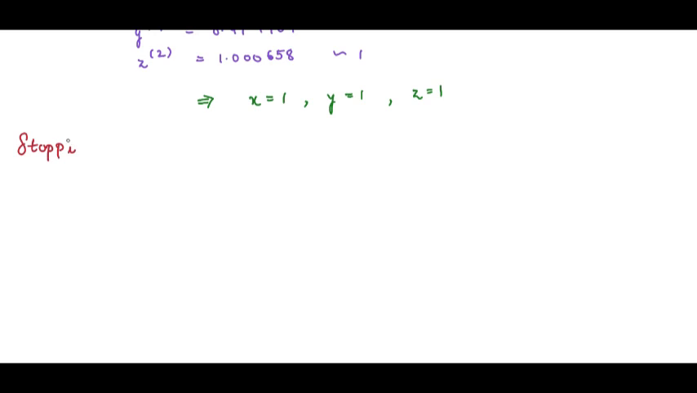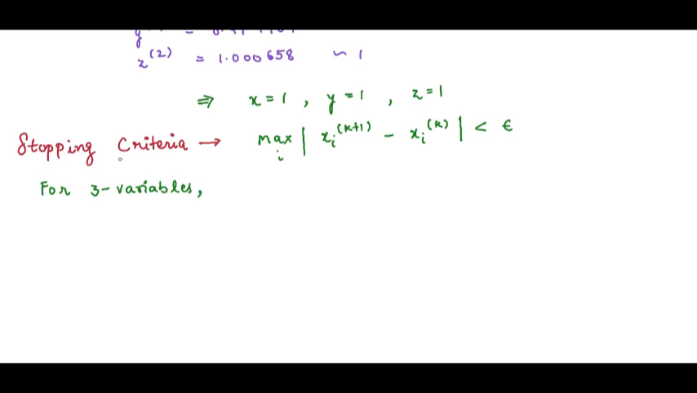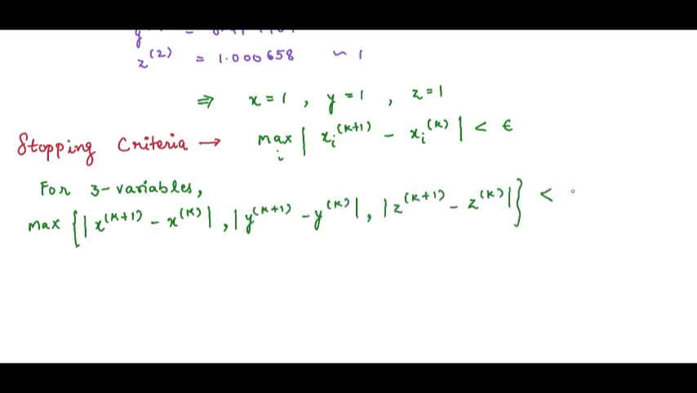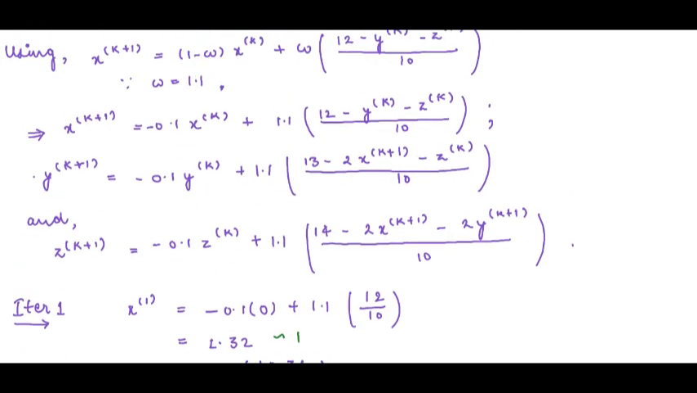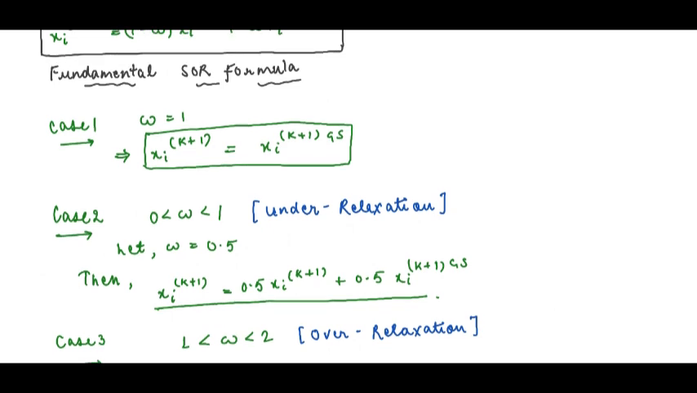Now the point comes for the stopping criteria. We can stop when the maximum of the absolute value of xi k plus 1 minus xi k is less than epsilon. For the 3 variables, we can take the maximum of the absolute values of xk plus 1 minus xk, yk plus 1 minus yk, and zk plus 1 minus zk, which should be less than epsilon. And this tolerance epsilon should be chosen according to the accuracy specified in the question.